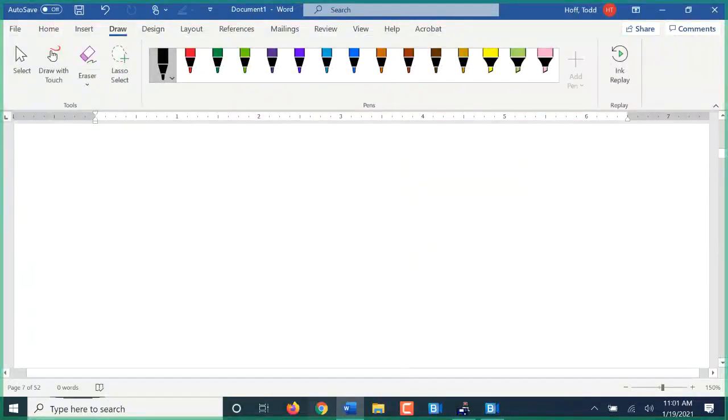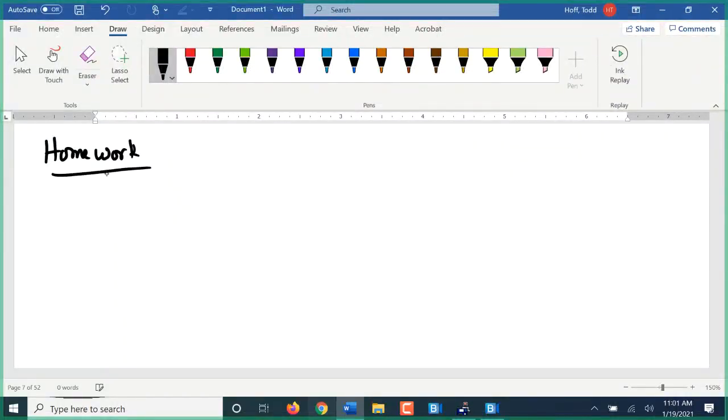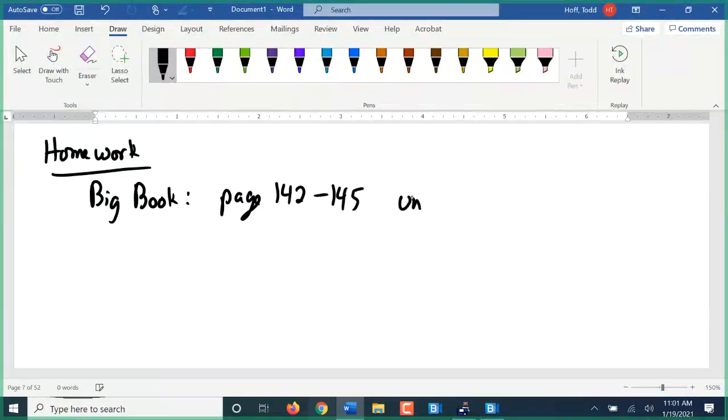So, homework for the second hour of class. Also in the big book, page 142 to 145. This is in the unit exercises. Problems 15 to 31, the odd.